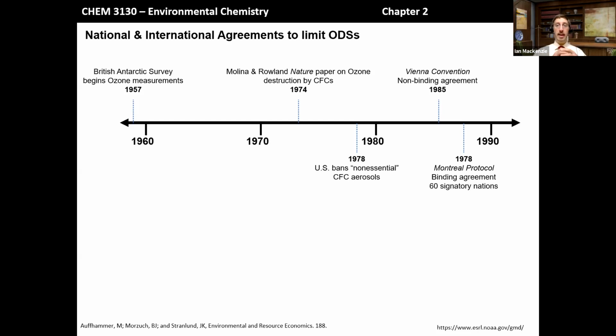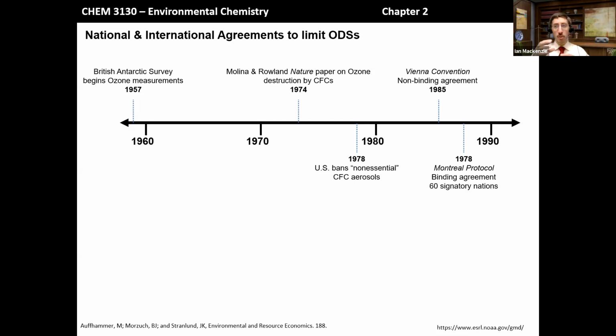But it was really a 1974 paper by Mario Molina and Sherwin Rowland that described ozone destruction by CFCs specifically. And this paper really set off the alarm bells and got a bunch of both national and international conferences going. And in 1978, this actually resulted in the US banning non-essential CFCs in aerosol cans. And the US was joined in this by Canada and Sweden and Norway as well in 1978.